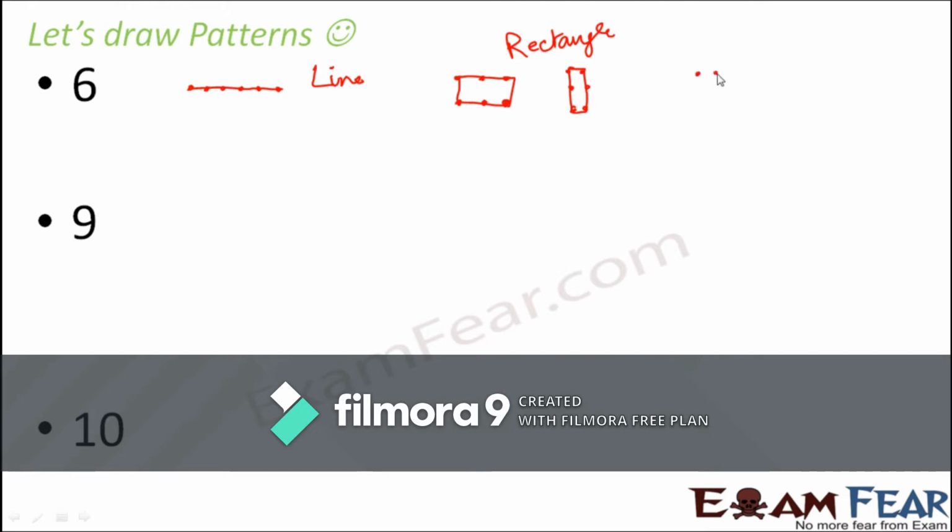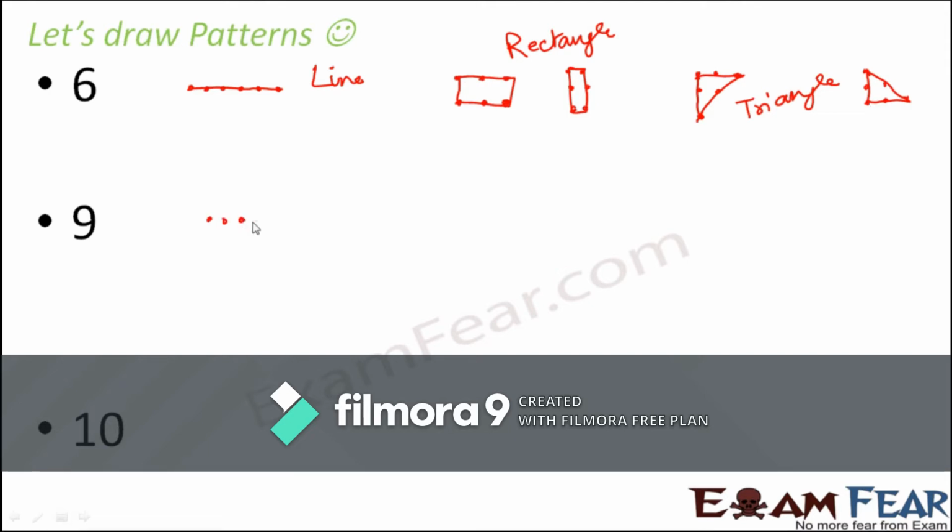You can even make a triangle. Let's say 3 points, then 2 points, then 1 point. So what is this? This is nothing but a triangle. Now this triangle you can align in many different ways. For example, you can align it in this fashion also. So this is also a triangle. So with 6 you can make a line, a rectangle, or a triangle.